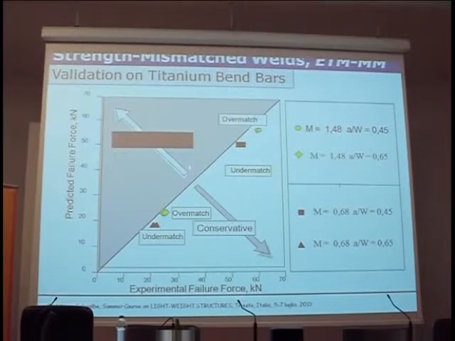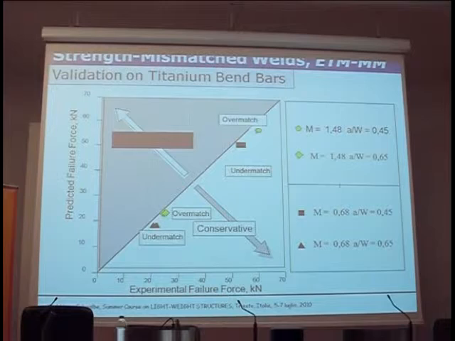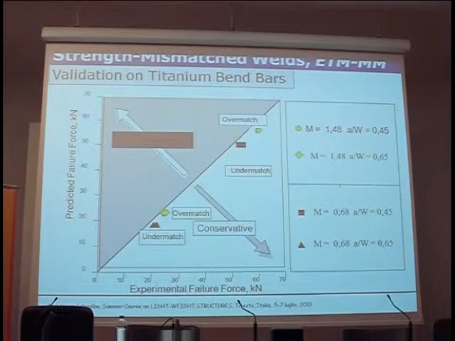But nevertheless, this is non-conservative because the prediction would be higher, better than the actual behavior. But when the prediction gives lower values than the actual behavior, then we are on the conservative side, which means the structure is better than we predict. So this is quite good, we are quite happy with this.